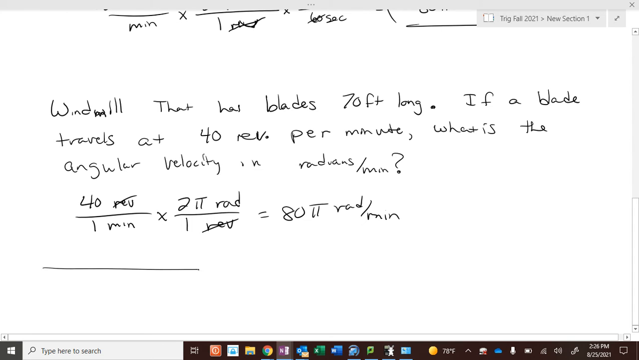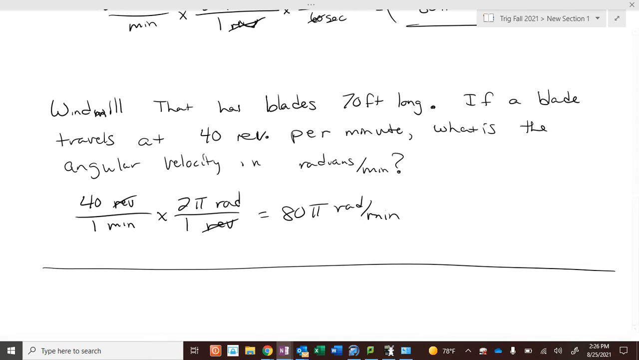Okay, that's angular velocity. Now, that's basically all you need to know except for the very last problem on today's assignment. But I need to also cover right now Friday's assignment. Okay, so I need to cover Friday's assignment.